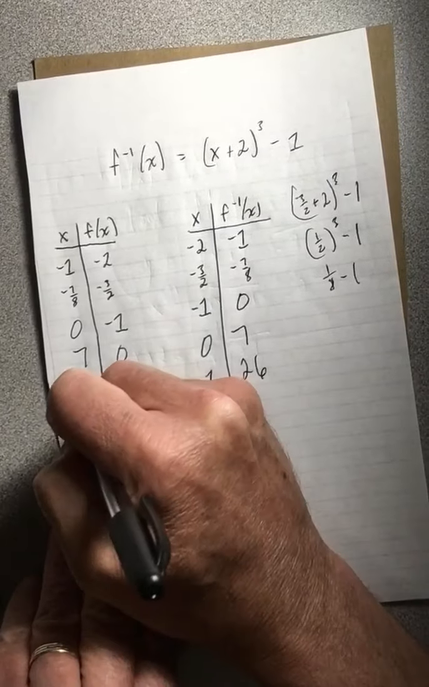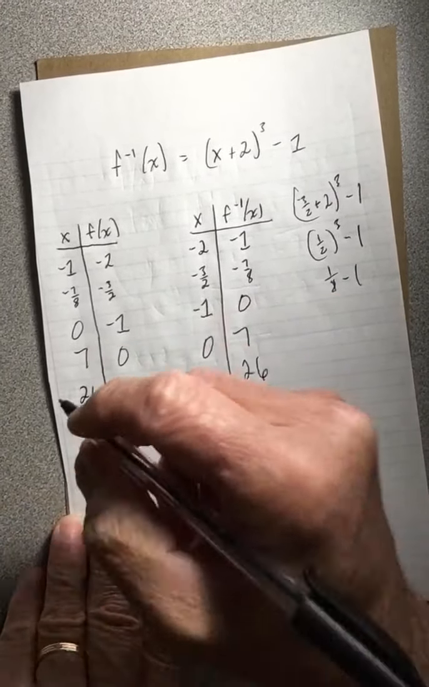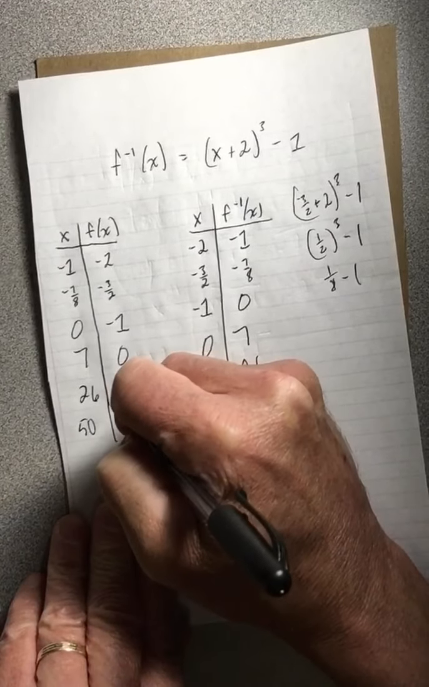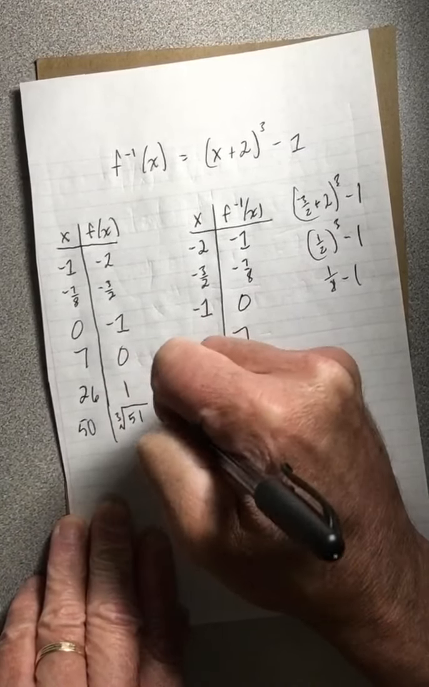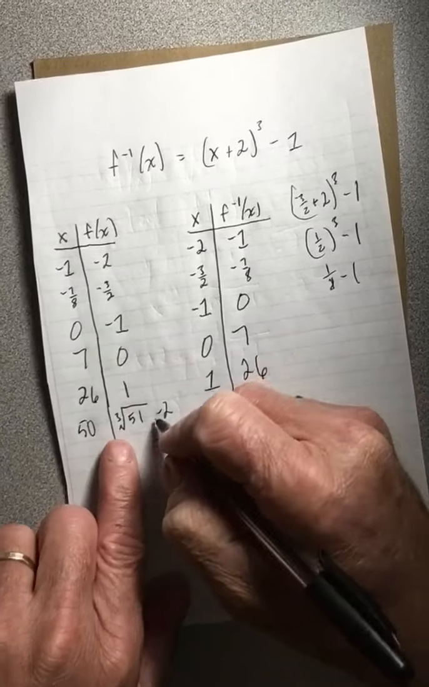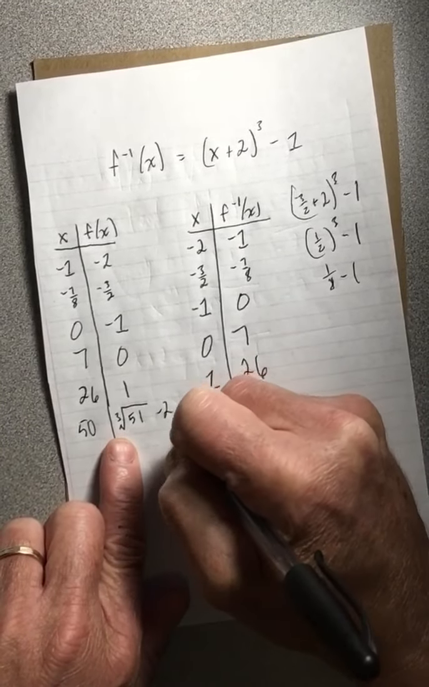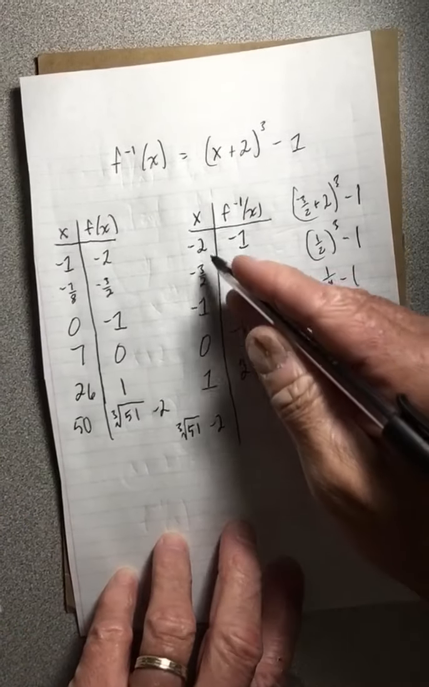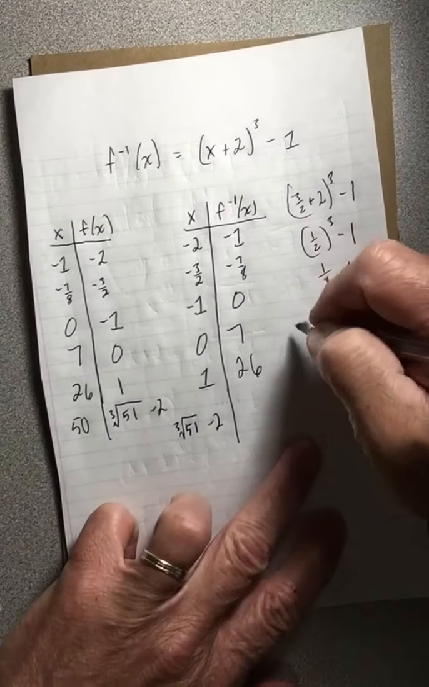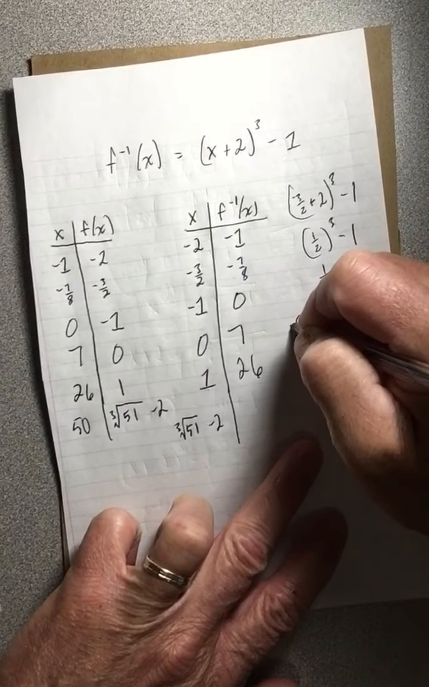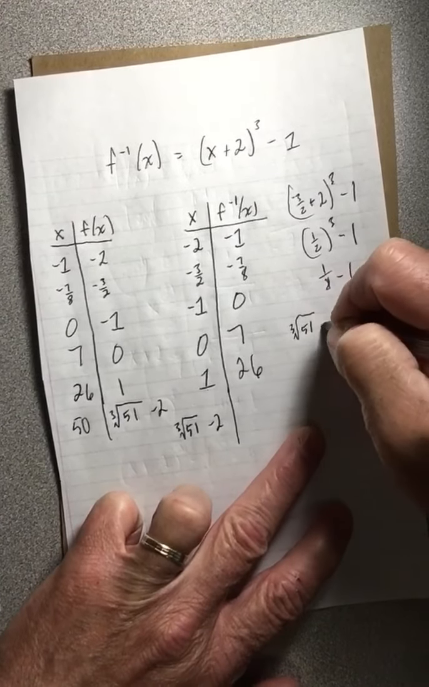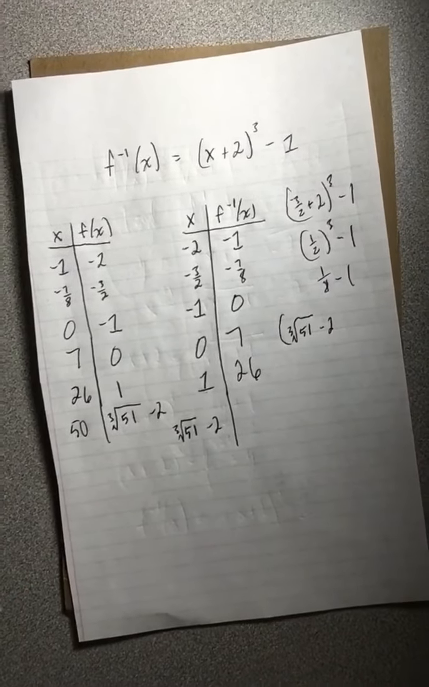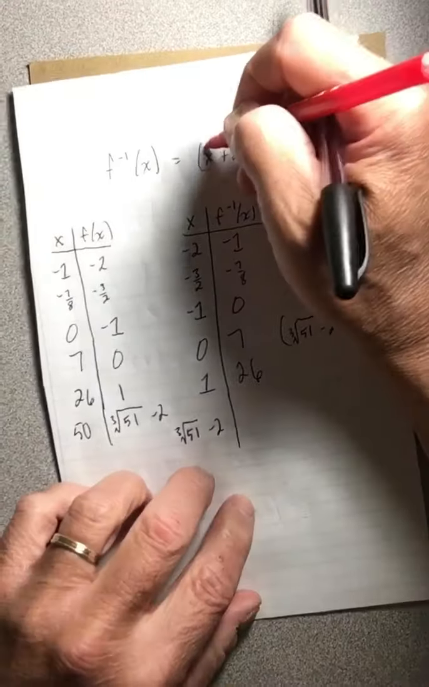What was that other one we did? I think we did 50, and it came out to be the cube root of 51, minus 2. Okay, well, let's put this in as an input and see what we get out. So I put in the cube root of 51 minus 2, right here.